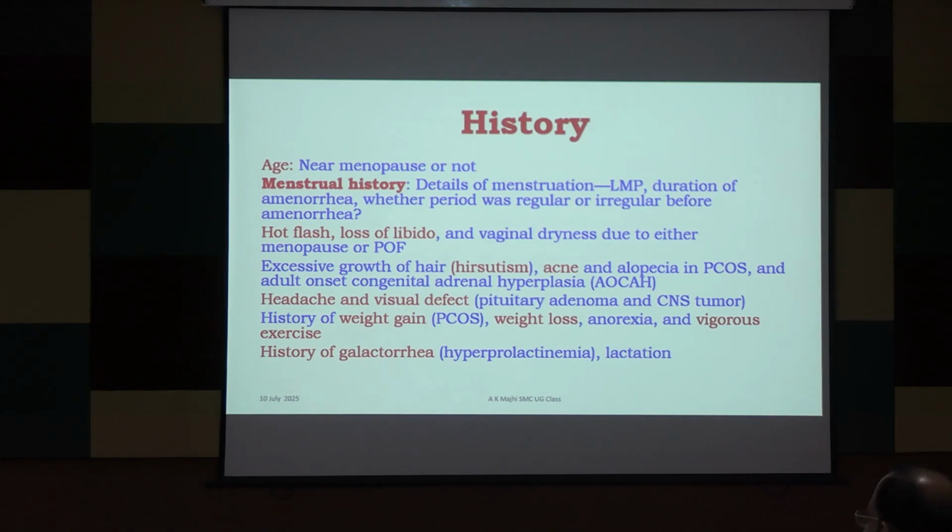History of weight gain and weight loss: in anorexia nervosa there will be amenorrhea, and also with vigorous exercise. History of galactorrhea is very important; in amenorrhea always take the history of galactorrhea. What do you mean by galactorrhea? It is a non-milky, non-puerperal discharge from the breast. It may be white or transparent in color. Usually in hyperprolactinemia, galactorrhea occurs bilaterally.